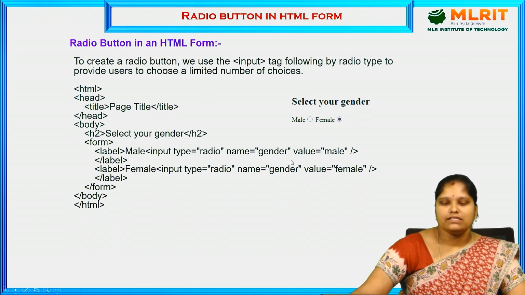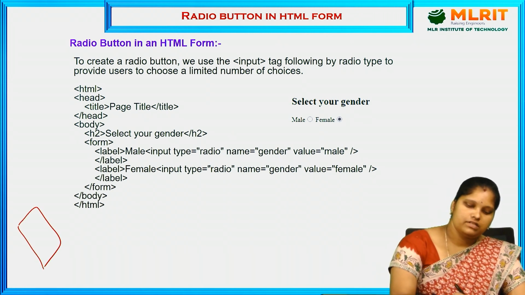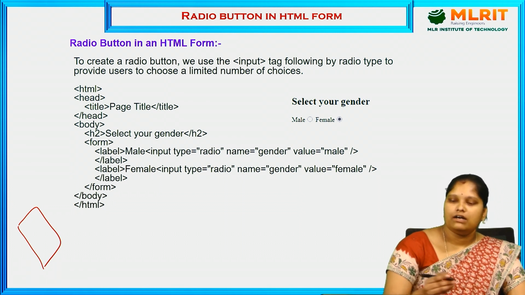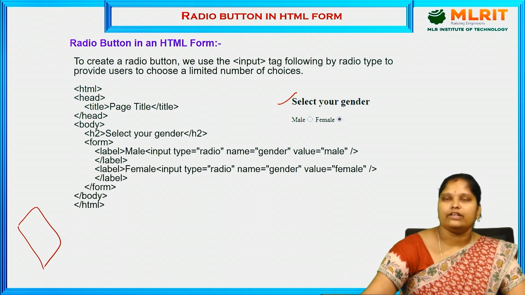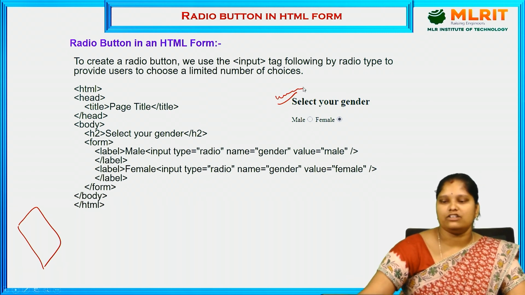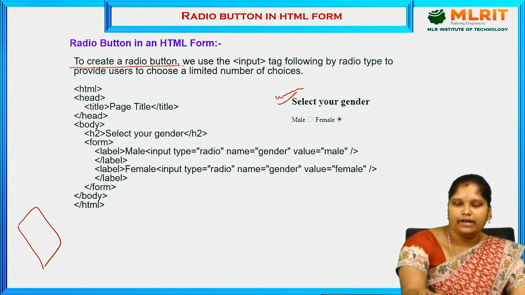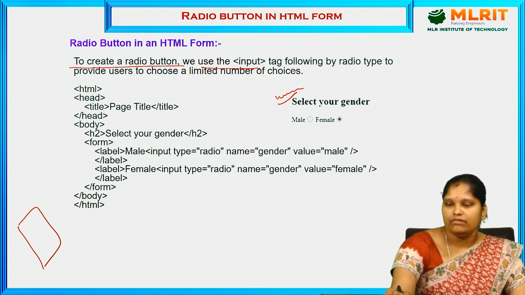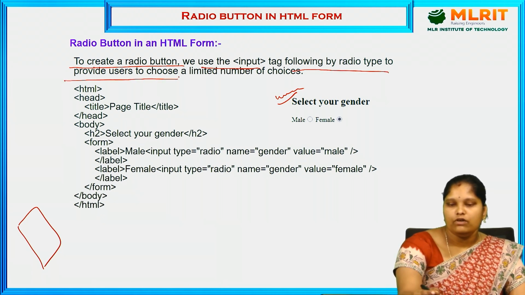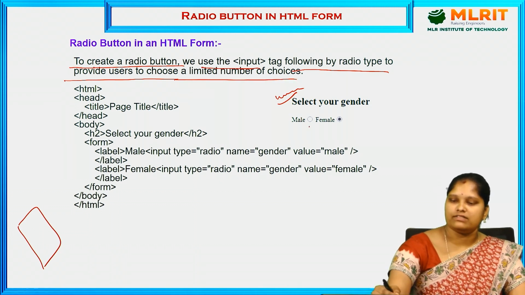And next one is radio button, right? In registration forms, in any competitive exam registration forms, this is there, right? Select your gender is one main use of radio button, right? Radio button means to create a radio button, we use input tag followed by radio type to provide user to choose a limited number of choices. Limited number of choices are there, right?